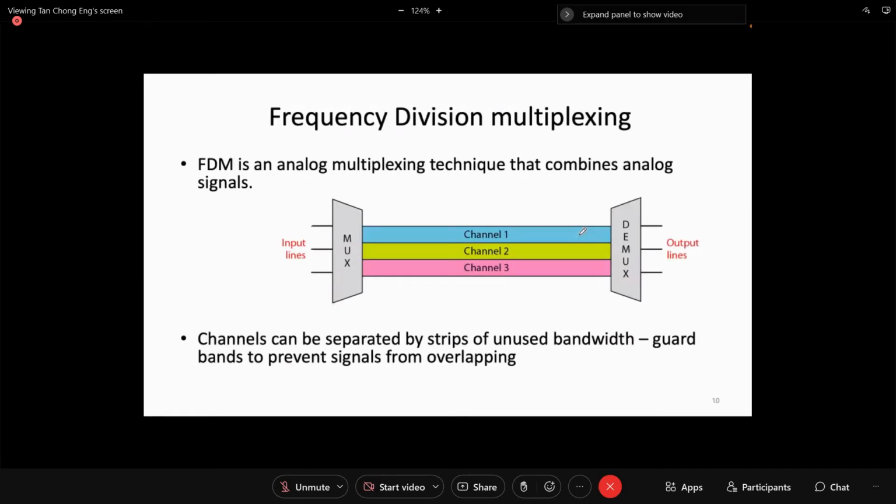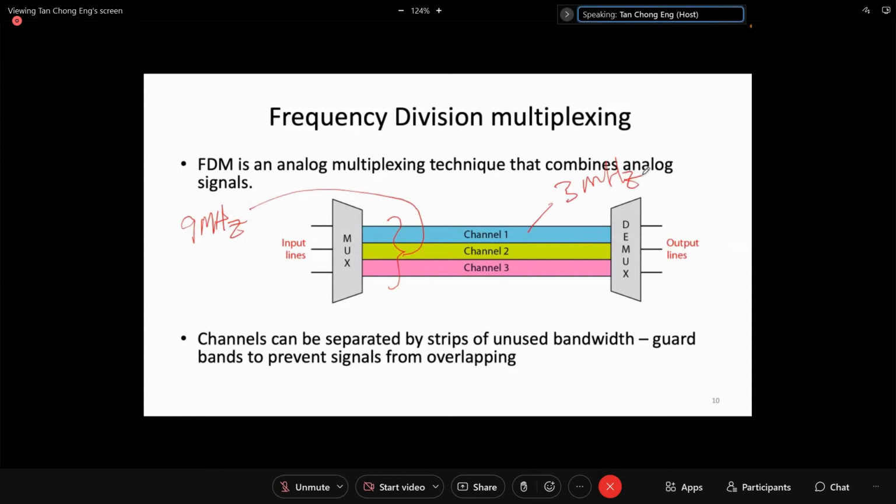So let's look at frequency division multiplexing. Frequency division, you divide the frequency. If you look at this diagram, the amount of frequency allocated is this much. Let me put it this way, to make it easy: the total bandwidth is 9 megahertz, let's say. So you divide this into 3 different channels. Each channel will get 3 megahertz.